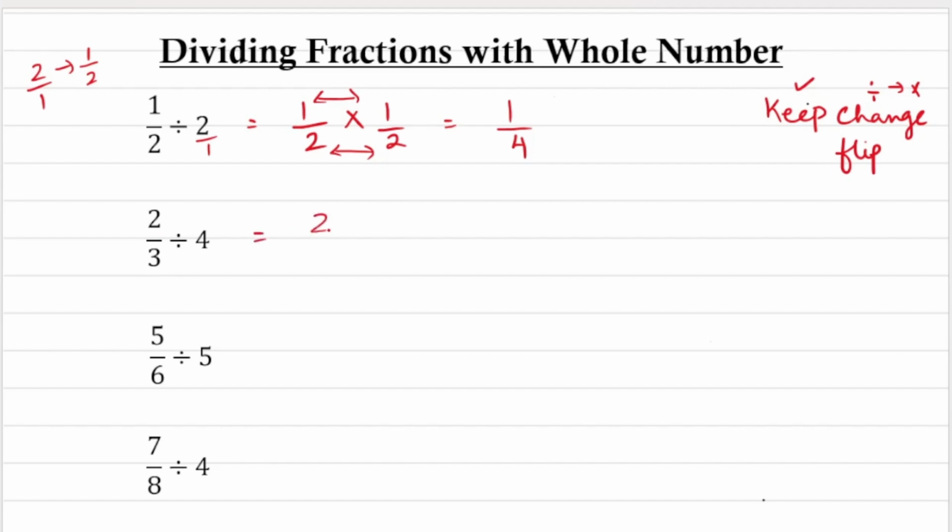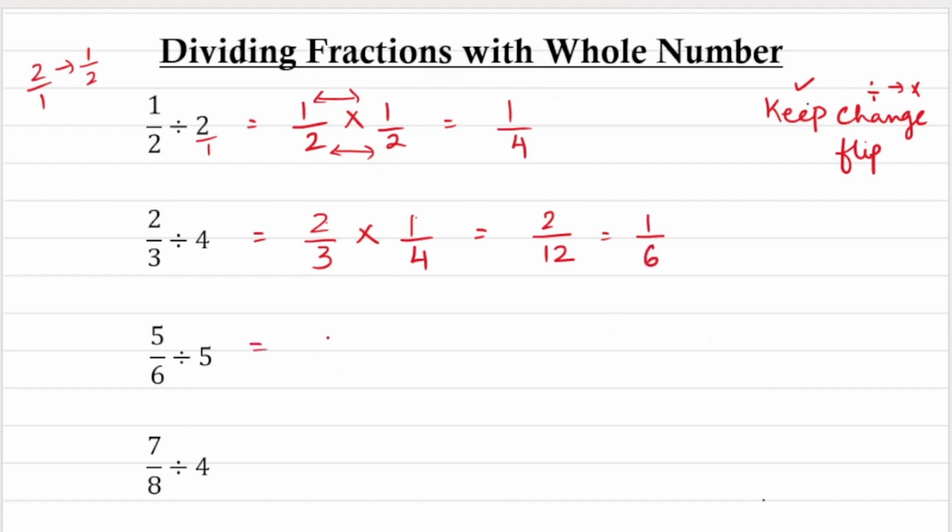So the first fraction as it is, and division becomes multiplication, and the reciprocal of 4 is 1/4. So now 2 times 1 is 2 and 3 times 4 is 12, and 2/12 in simplified form is 1/6.